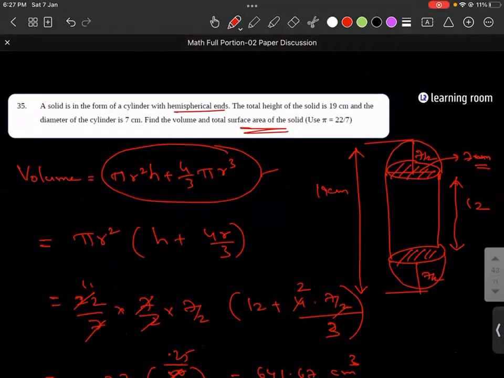One minute. 341. One minute. The total height of the solid is 19. Correct? So height of the cylinder is 12 only, no? 12.